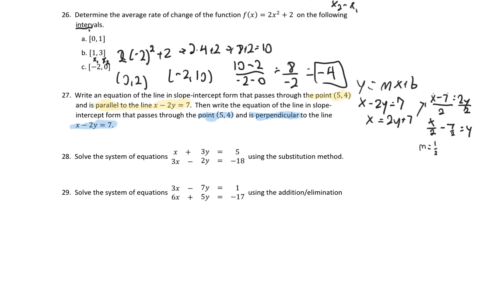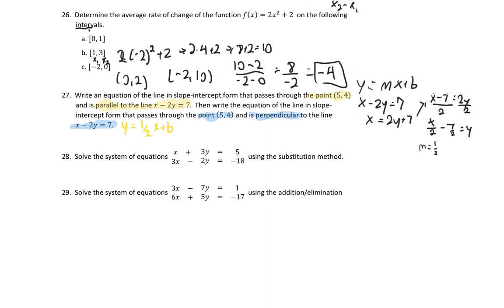So to write an equation for this next part, I'm going to switch over to yellow to be consistent. We need to write an equation that passes through the point 5, 4 and is parallel to the line. Parallel means they have the same slope. So that means my equation, just getting started, is going to be y equals 1/2, because that's the slope originally, x plus b. And I need to figure out what b is.